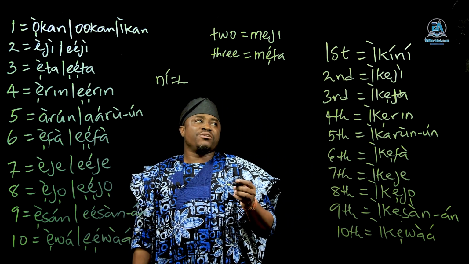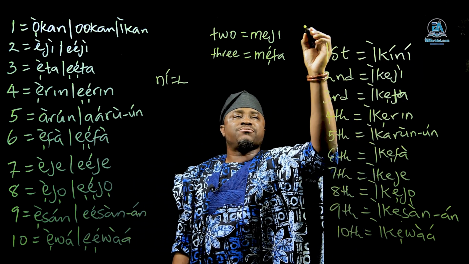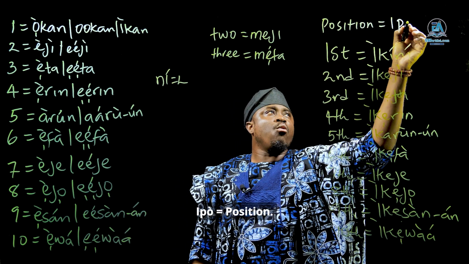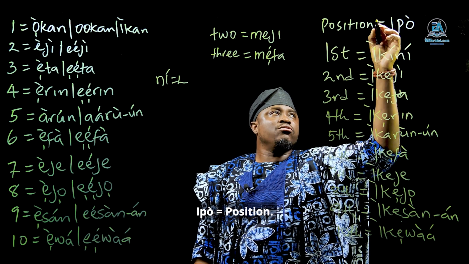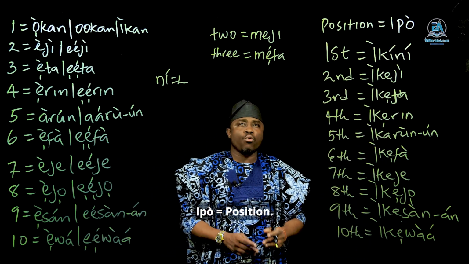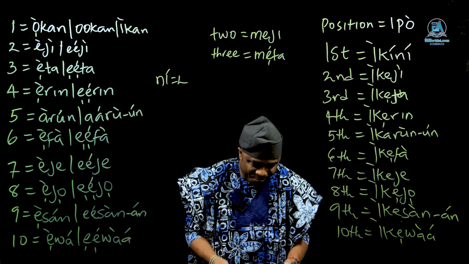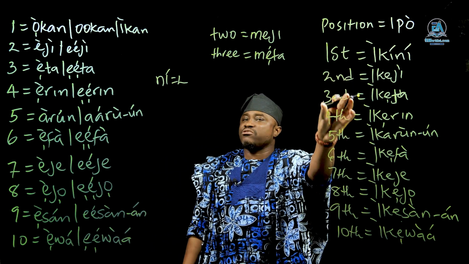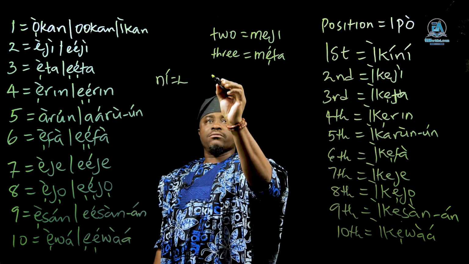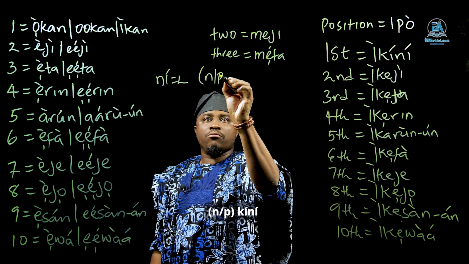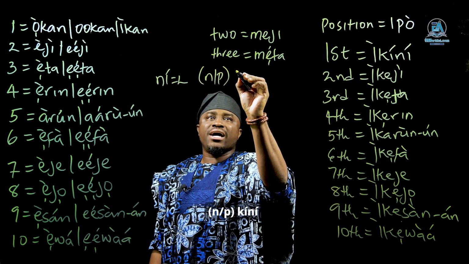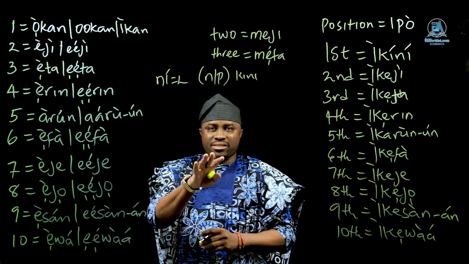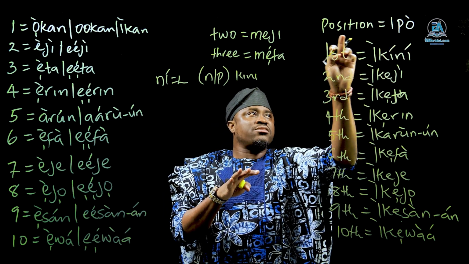Now, position in itself in Yoruba is ipò. Whatever position you are asking, whatever thing you are asking first or second or hundredth of, will be a noun or pronoun, followed by kíní or kejì or kẹta or kẹrin.